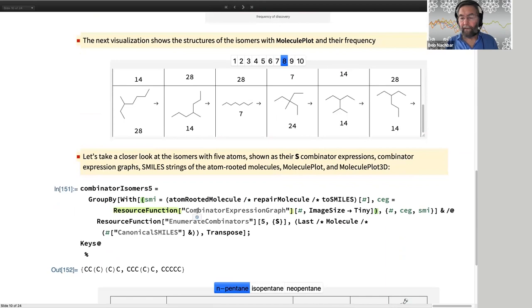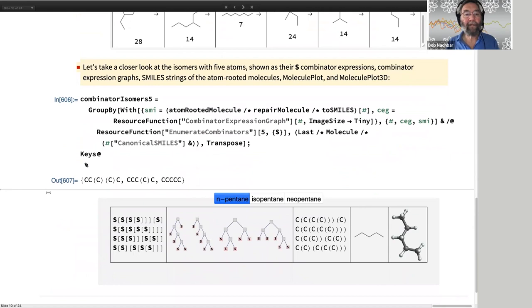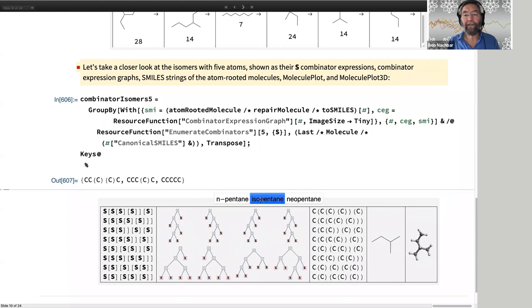And let's just take a look at the combinators with five symbols, which will give us molecules with five carbon atoms. These are the SMILES strings that were generated. And these are the combinators that will generate n-pentane. We can see they are different combinators. They have a different hierarchical tree structure. They do generate different SMILES strings, but all these SMILES strings end up representing the same single molecule. Same for isobutane and same for neopentane.